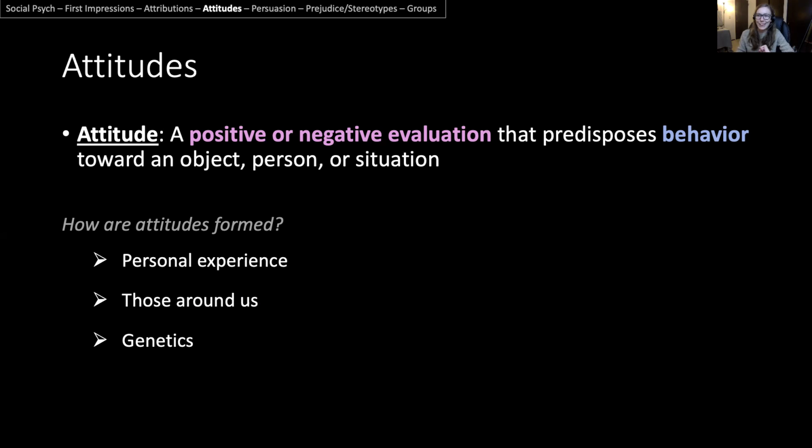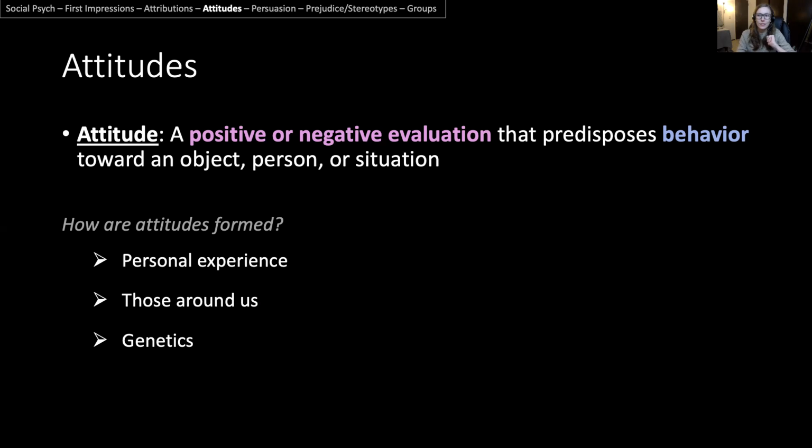But lastly, genetics. So twin studies, if you remember back to how we talked about development and how we study genetics, twin studies have shown us that twins who were separated since birth end up showing similar attitudes as adults. So there might be some genetic component as well.